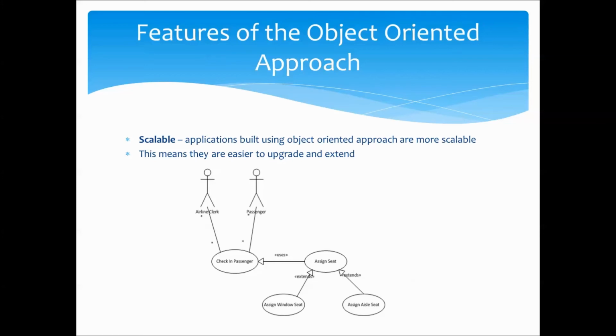The extend keyword in this diagram shows that a use case is a more specialized behavior of its more general process. So it's basically an extension of a use case, which is what scalability refers to. In this example, assign window seat and assign aisle seat are essentially the same activity as assign seat, but are more specialized versions. This is a key element of scalability.